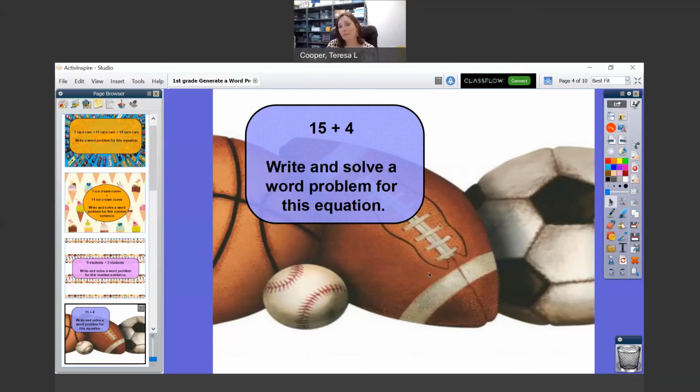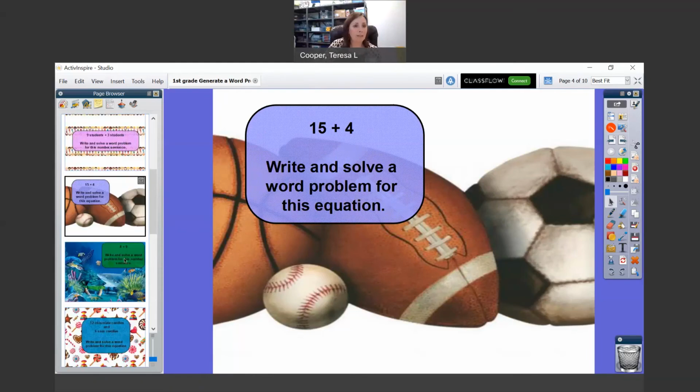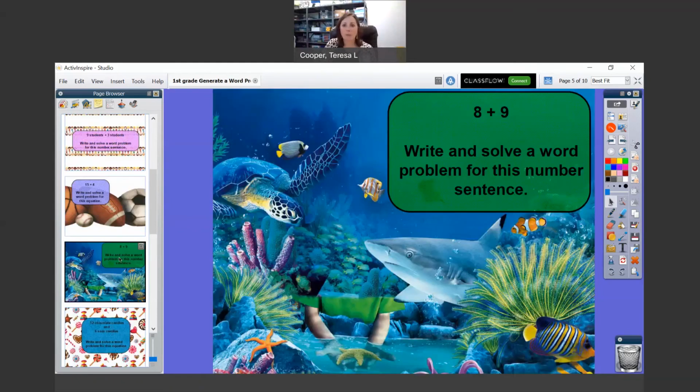So if they don't have an idea for 15 plus 4, they could write about sports: basketball, baseball, football, soccer. And then here's another one for them. Not telling them they have to write about the things in this picture, but giving them an idea if they're stuck, here are some ideas. You can write about some of the sea creatures that you see here, but this is your problem and you're going to solve it.